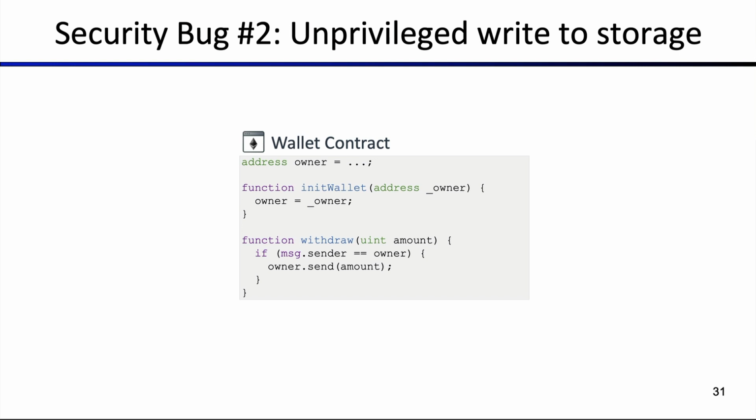So let's look at security bug number 2, which we call unprivileged writes to storage. We have a wallet contract here with a function initWallet and a function withdraw. The initWallet function allows you to set the owner. Here, owner is an address, and it's a state variable in the contract. The function withdraw is where you can send the amount of money that the contract holds in this very smart contract.